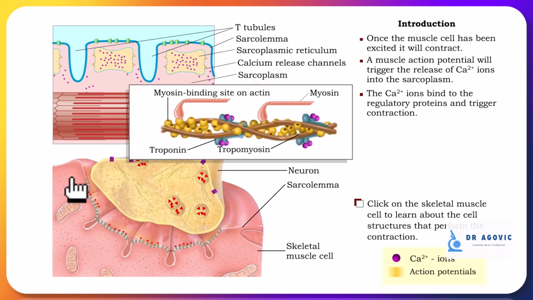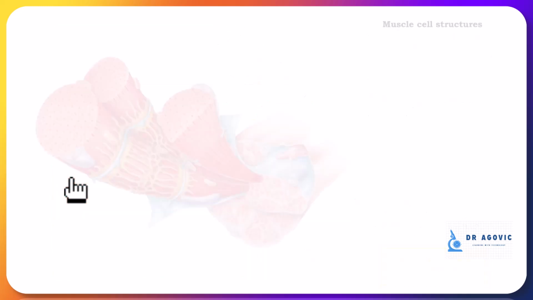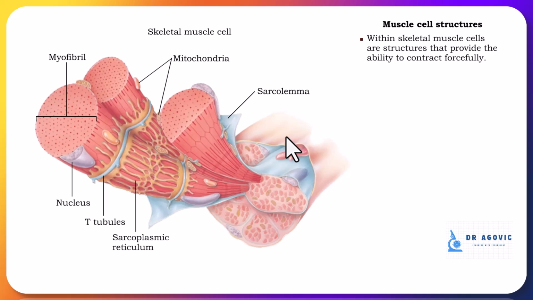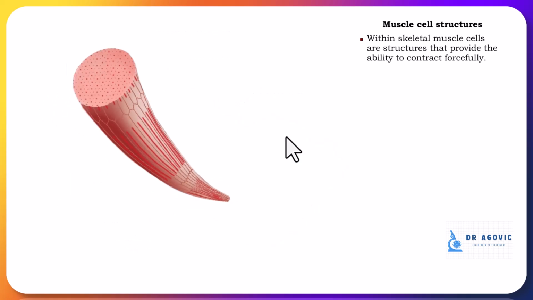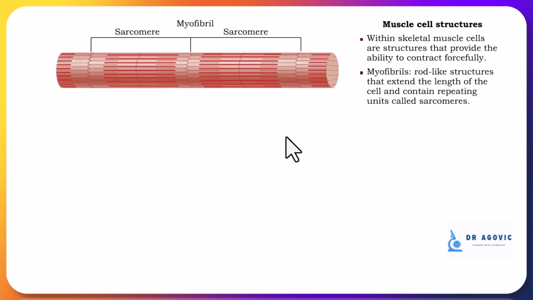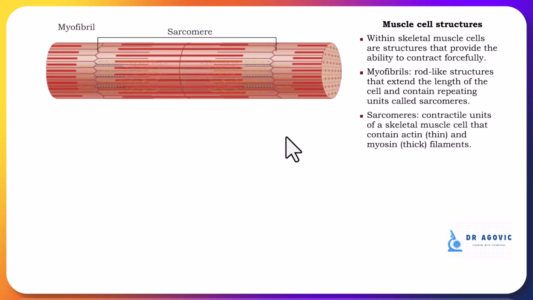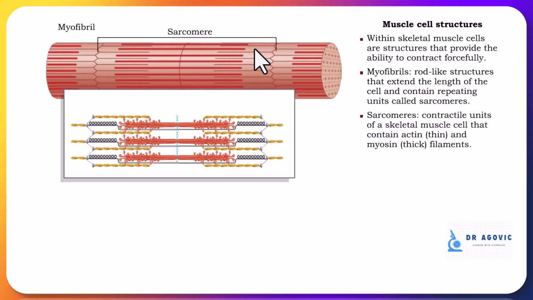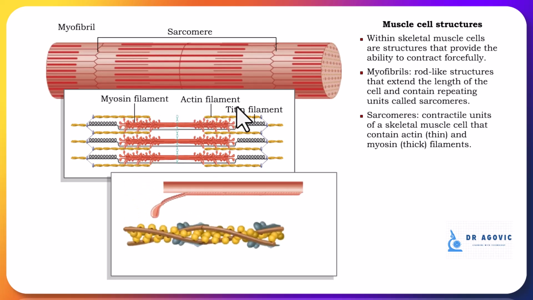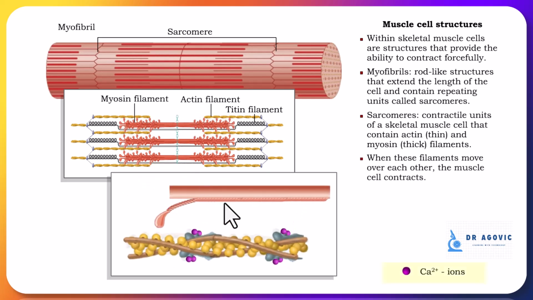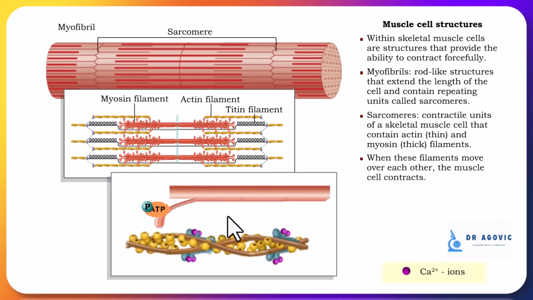Structures within the skeletal muscle cell provide the mechanism for forcible contractions. Myofibrils, rod-like structures that extend the length of the cell, contain repeating units called sarcomeres. Each sarcomere contains many actin and myosin filaments. A single contraction is a cycle, the result of the filaments sliding over each other.